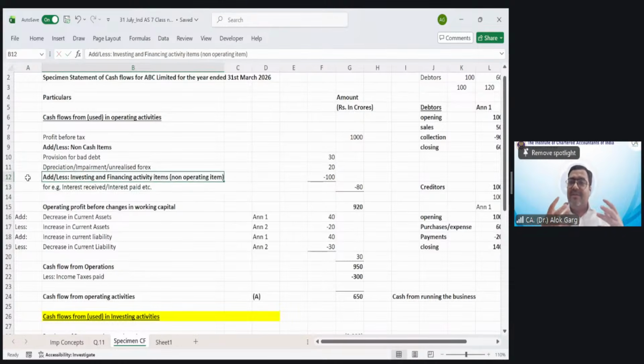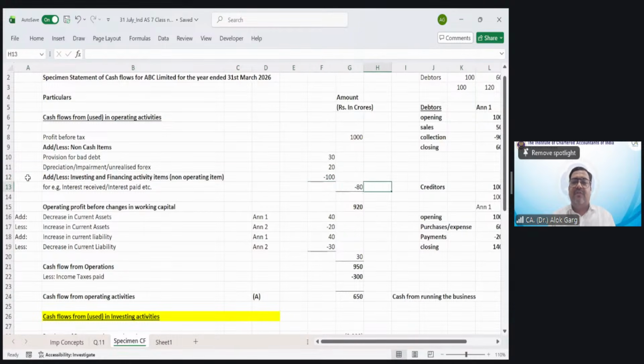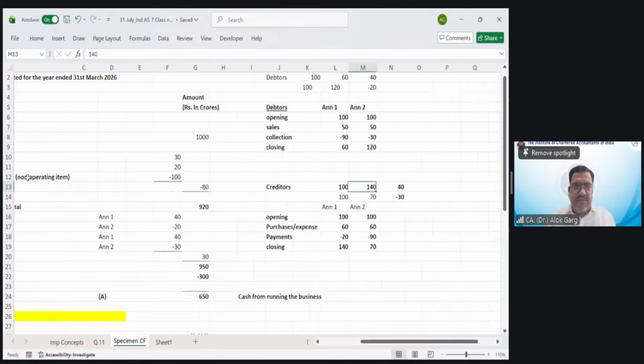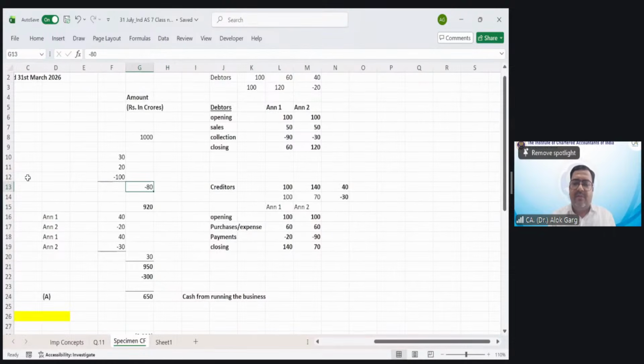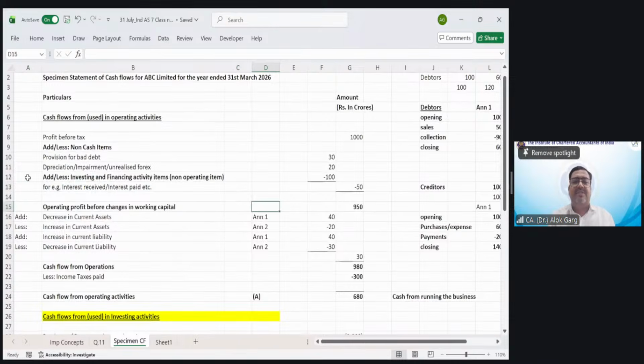For example, interest income received. While it is a cash item, it is a non-operating item. For example, interest received, interest paid, etc. So this 100 comes here. Add or less investing and financing activity items. Okay. So this 80 is what? Oh, just a minute. So this has to be the sum of this. Okay. 50. Okay. 950. Operating profit before changes in working capital.